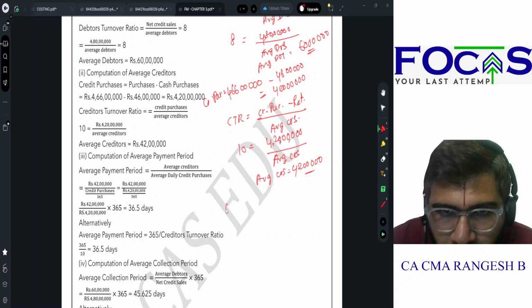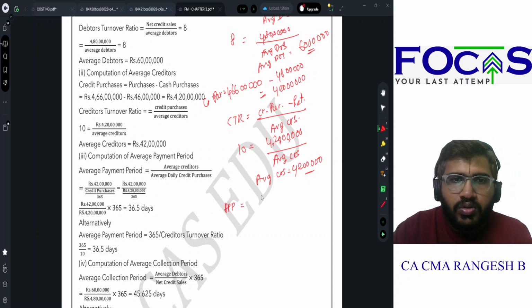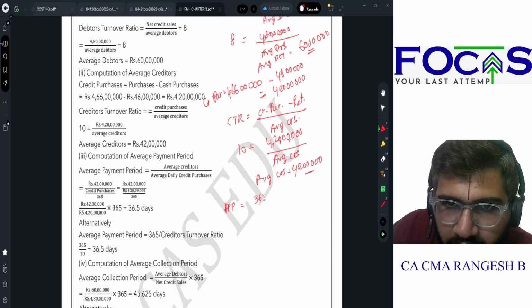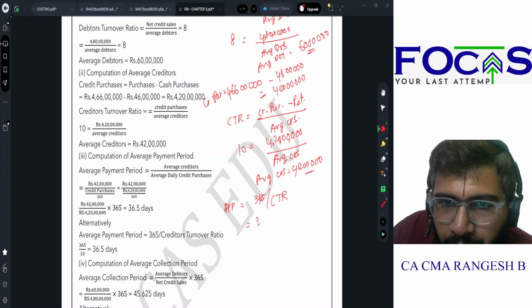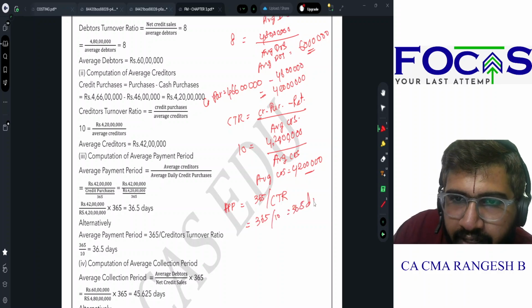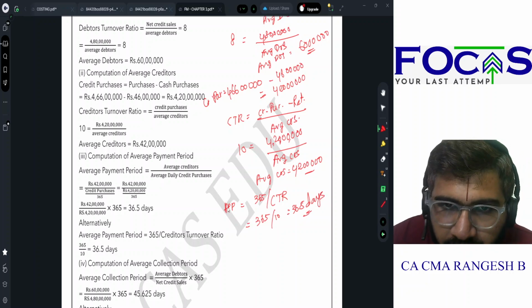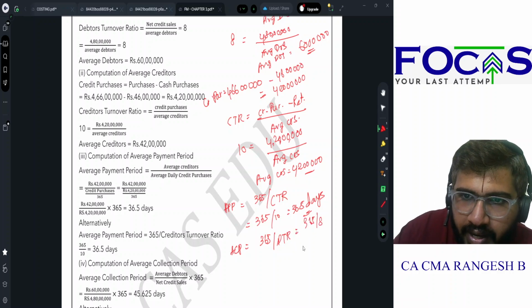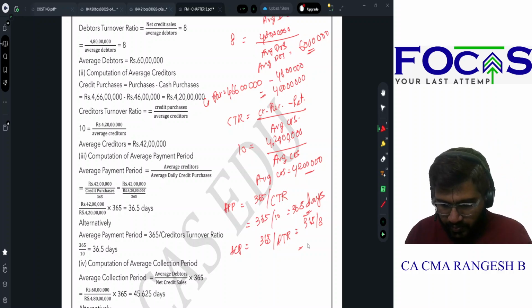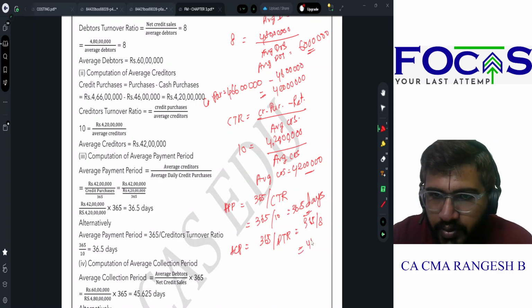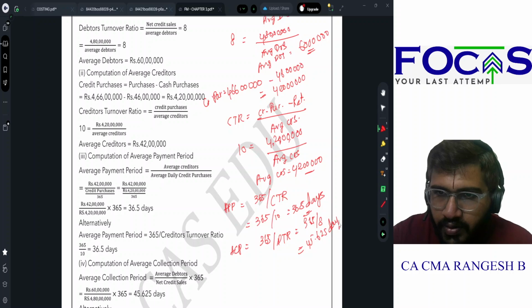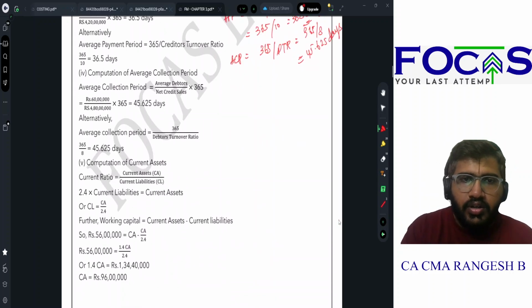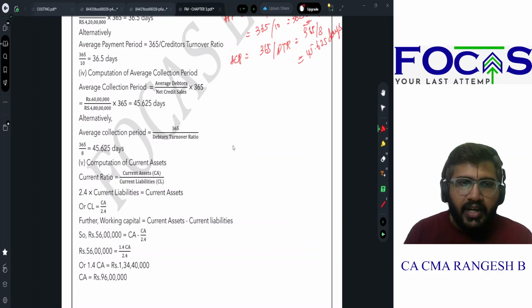Average payment period. Average payment period எப்படி calculate பண்ணணும்? APP is equal to 365 divided by creditors turnover ratio. Simple and straightforward formula. 365 divided by creditors turnover ratio, which is 10. So 36.5 days is my average payment period. Average collection period is equal to 365 divided by debtors turnover ratio. So 365 divided by 8 will give me 45.625 days. So that is also done.